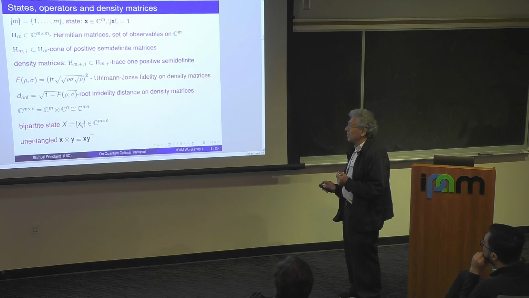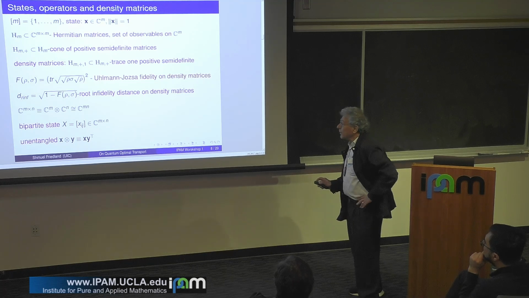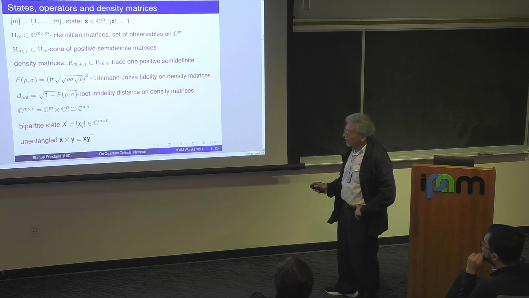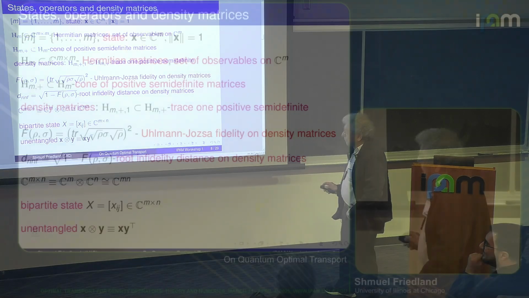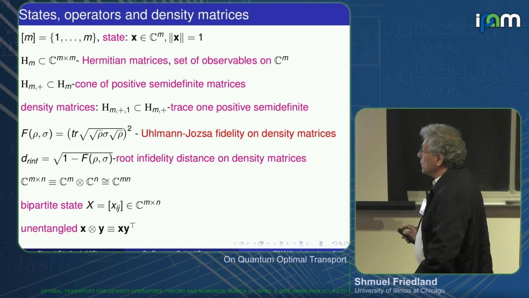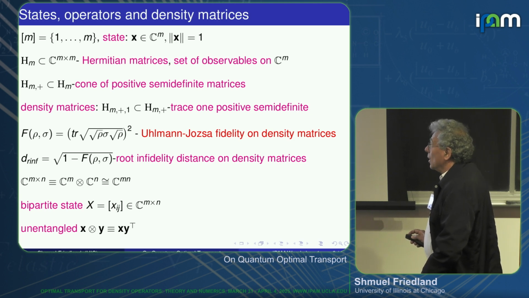So essentially, as we'll talk about later, these would be points in the complex projective space. Now, denote by H_m the set of Hermitian matrices. Everybody knows what a Hermitian matrix is, right? So I don't have to say it. On these Hermitian matrices, we talk about H_m plus, the positive semi-definite matrices. And a density matrix is just a positive semi-definite matrix whose trace is 1.